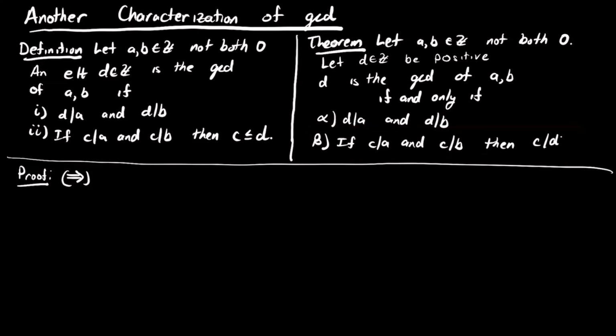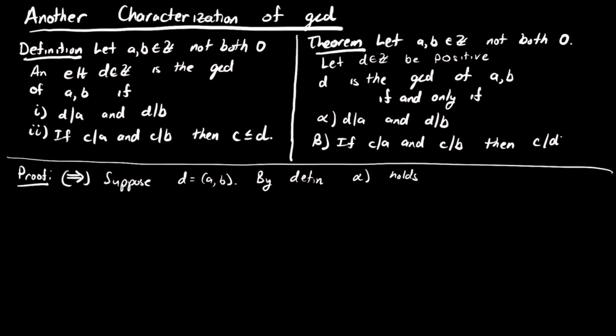Okay, so let's begin our proof, and the proof is pretty straightforward. So suppose that D is the GCD of A and B. By definition, we can already say that condition alpha holds, right? We'd like to show that if D is the GCD, then condition alpha and condition beta are going to hold. So condition alpha holds because condition 1 holds.